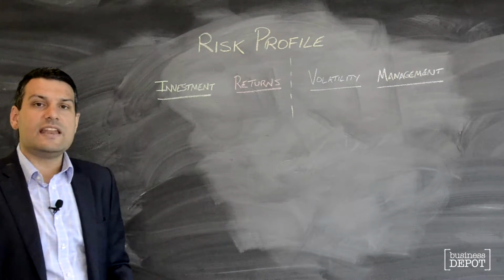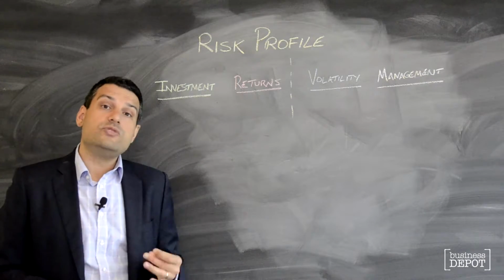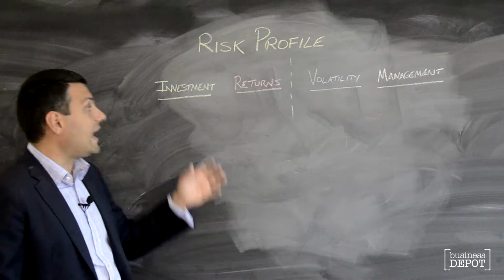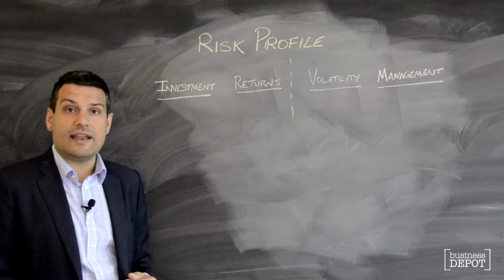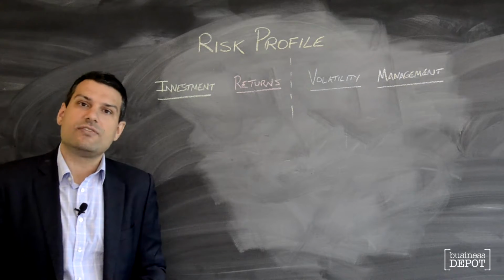The first element is your investment risk profile. In other words, what level of due diligence do you like to do before you make a decision? If you've got a low risk profile there, you're going to do a lot more research before committing. A high risk profile there means just making decisions off gut feel.